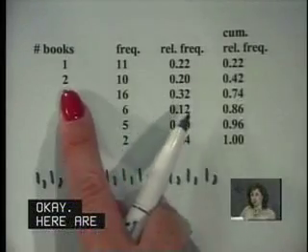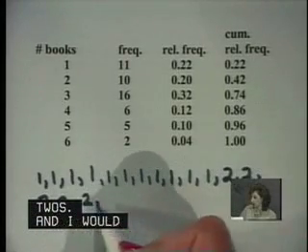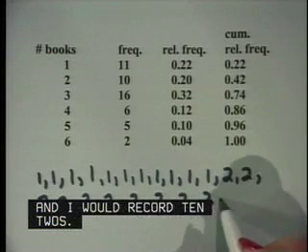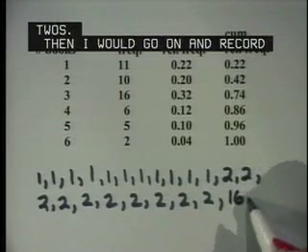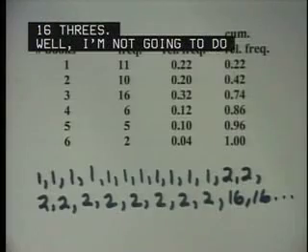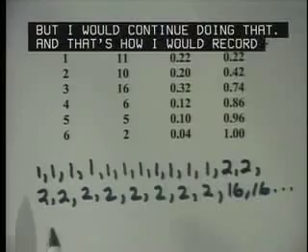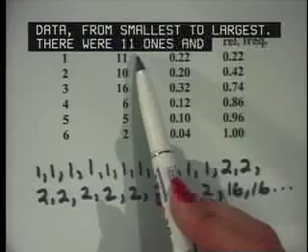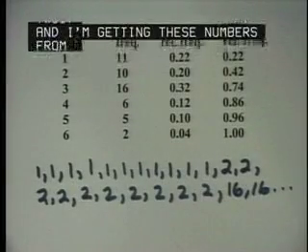Then I would go on to the twos, and I would record 10 twos. Then I would go on and record 16 threes. I'm not going to do this much more, but I would continue doing that. That's how I would record my data from smallest to largest. There were 11 ones and then 10 twos. I'm getting these numbers from the survey table. See, this table is a lot easier than just reading a list of numbers.